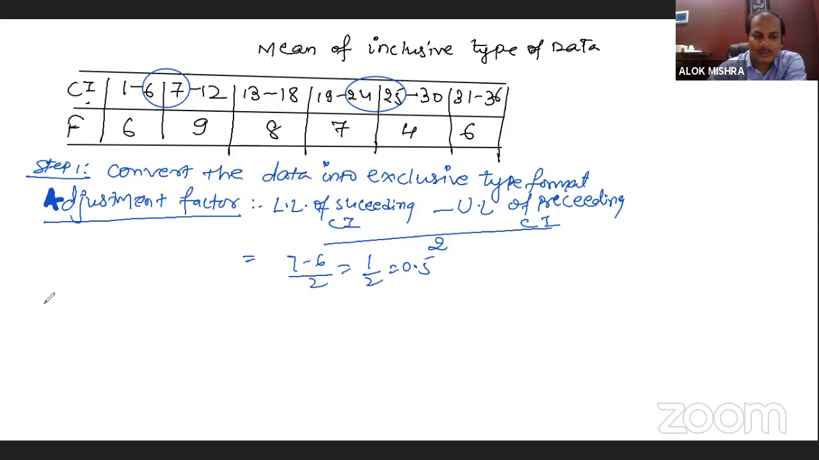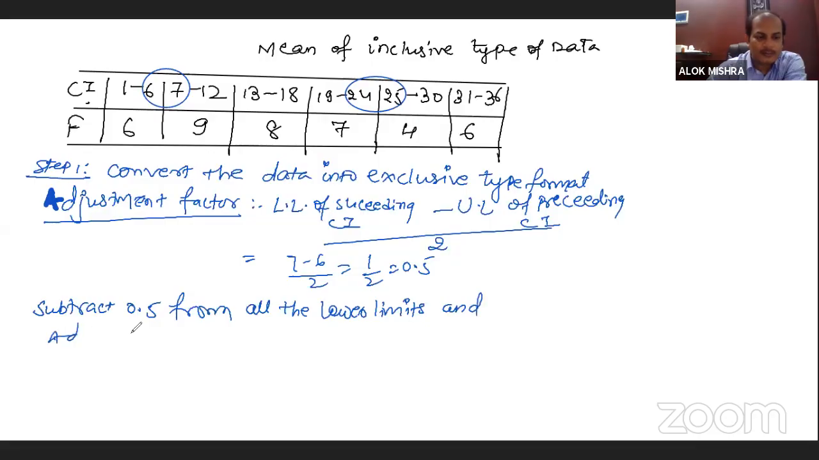Next is what? Subtract 0.5 from all the lower limits and add 0.5 to all the upper limits. Fine. So once we do that, the data is going to be in this format.